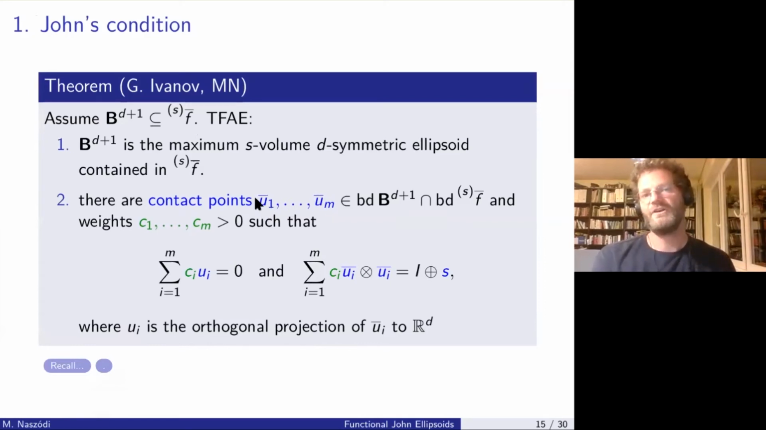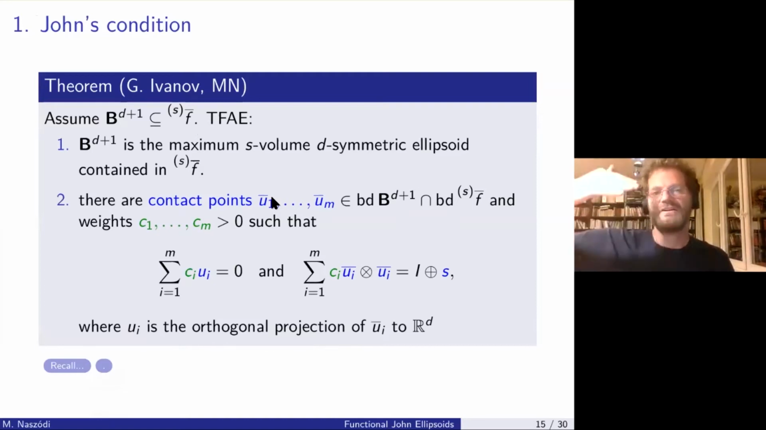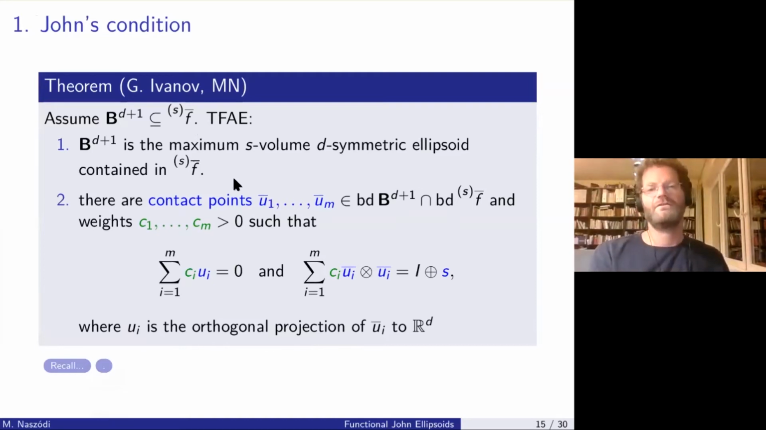I put a bar up here, again stressing that we are in R^(d+1). So we have these contact points up here on the boundary of this S lifting, they are unit vectors with positive weights, so that it holds. But up here we have I plus S and not just the identity matrix. So it's the d by d identity matrix, plus it has to be a (d+1) by (d+1) matrix. So it's a diagonal matrix with 1, 1, 1, 1, 1, S. Okay, that's what's written here.